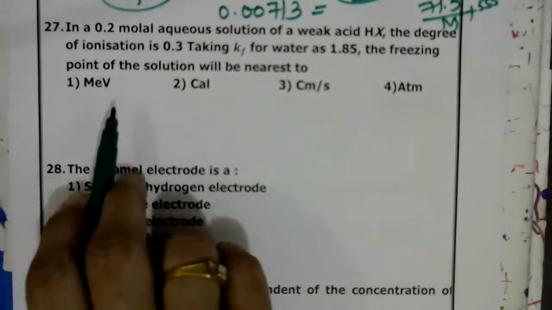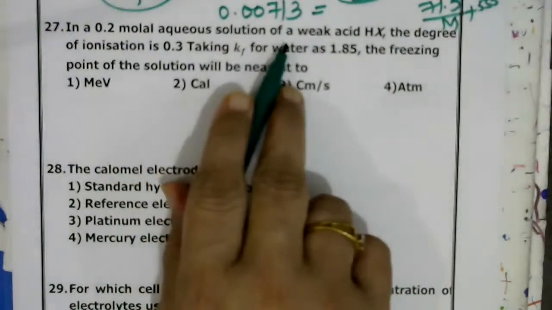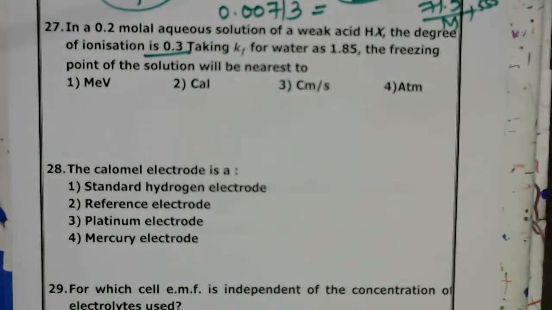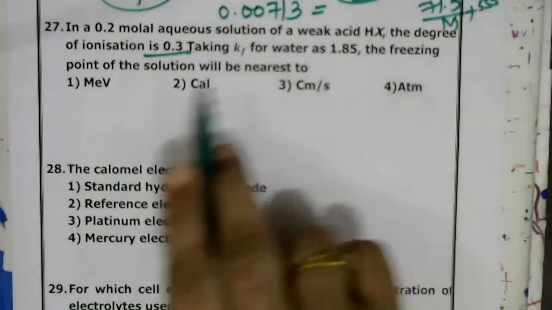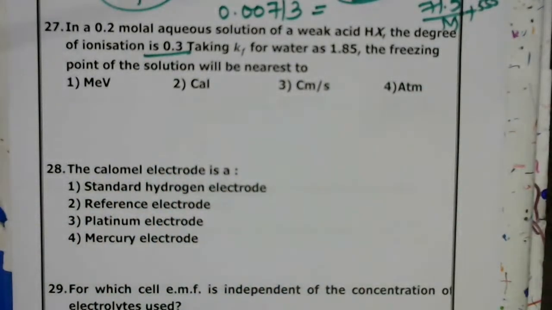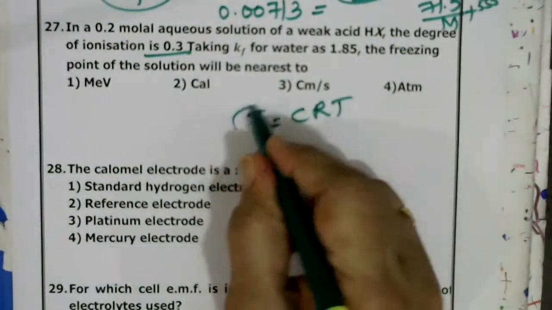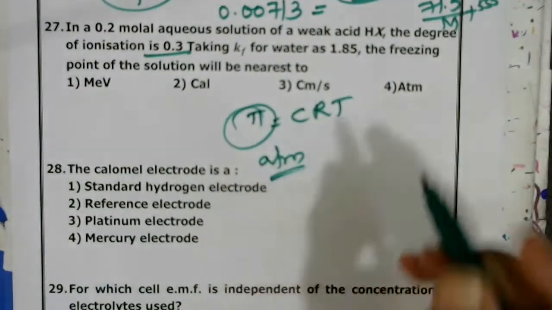Question number 27. In 0.2 molar aqueous solution of a weak acid HX, the degree of ionization is 0.3. Taking Kf for water as 1.85, the freezing point of the solution will be nearest to what? All the units are given, so we need not go for calculating. Whenever we take pi is equal to CRT, pi will be expressed in terms of atm.